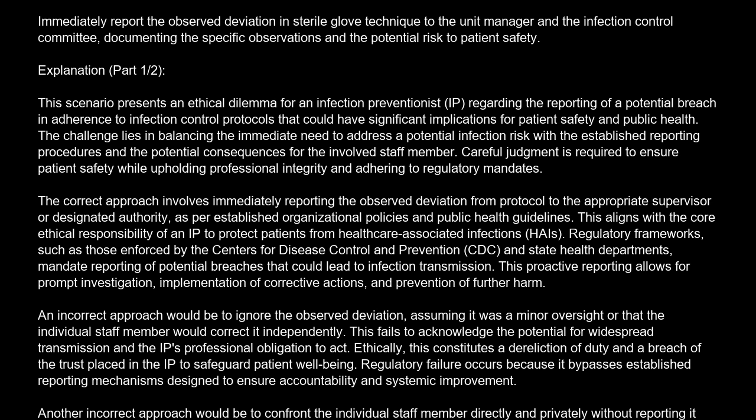An incorrect approach would be to ignore the observed deviation, assuming it was a minor oversight or that the individual staff member would correct it independently. This fails to acknowledge the potential for widespread transmission and the IP's professional obligation to act. Ethically, this constitutes a dereliction of duty and a breach of the trust placed in the IP to safeguard patient well-being. Regulatory failure occurs because it bypasses established reporting mechanisms designed to ensure accountability and systemic improvement.